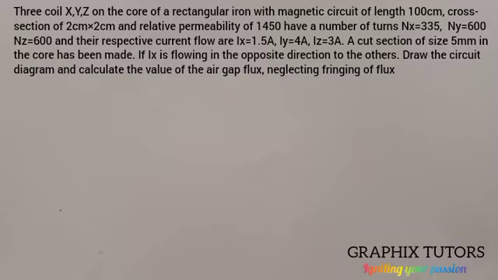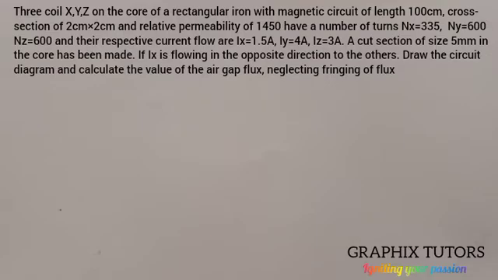It says three coils X, Y, Z on the core of a rectangular iron with magnetic circuit of length 100 centimeter, cross section of 2 centimeter by 2 centimeter, and relative permeability of 1450. Have a number of turns n subscript x equals 335, n subscript y equals 600, and n subscript z equals 600. And their respective current flow are I subscript x equals 1.5 ampere, I subscript y equals 4 ampere, and I subscript z equals 3 ampere.